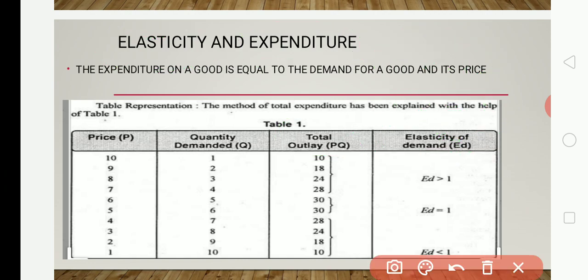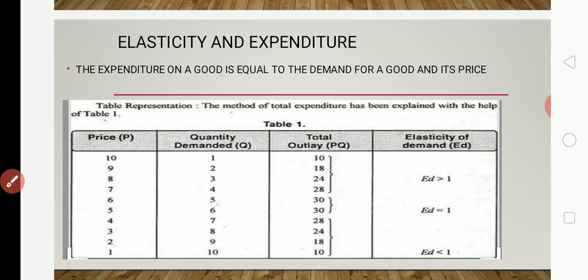Now we'll go to calculate this. See, here the elasticity of demand is greater than 1. Here the elasticity of demand is equal to 1. Here the elasticity of demand is less than 1. How it is indicated here, we'll study now. Here the price of the commodity, the quantity demanded and the total outlay are given. What you need to observe is that here in the bracket 4 values have been taken, here 2 values, and here 4 values.